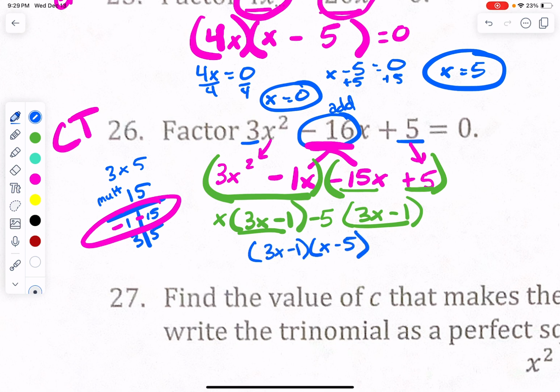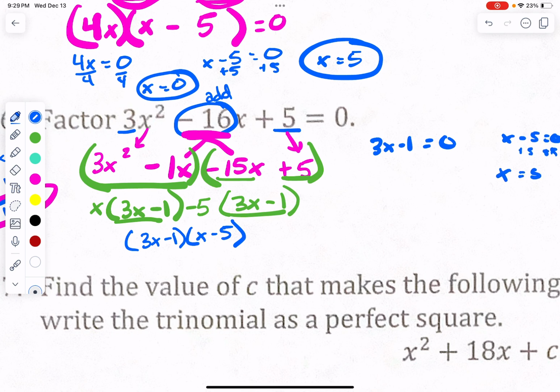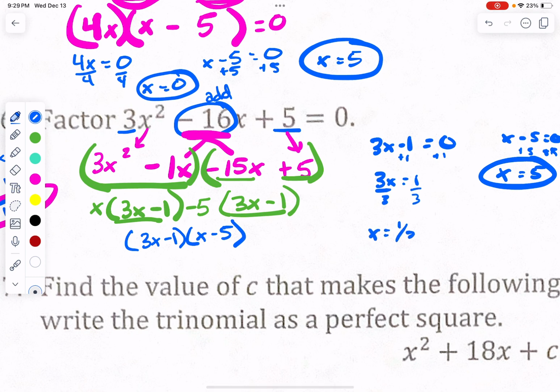Okay, then if I set that equal to 0, I'm going to do that over here. 3x minus 1 equals 0, and x minus 5 equals 0. This one, if I add the 5 over, I just get x equals 5. So that's one of my answers. This one, if I add the 1, 3x equals 1, and then divide by 3, x equals 1/3.